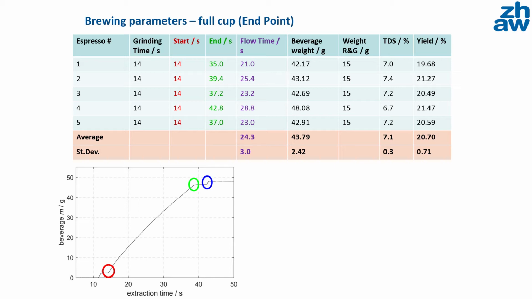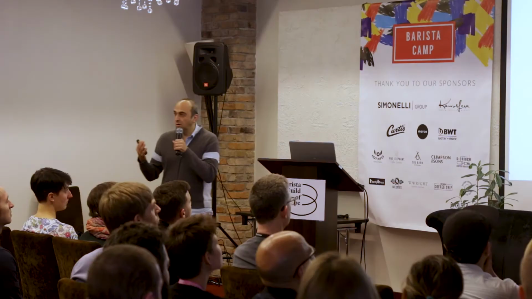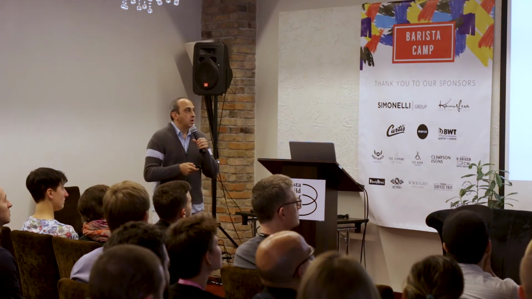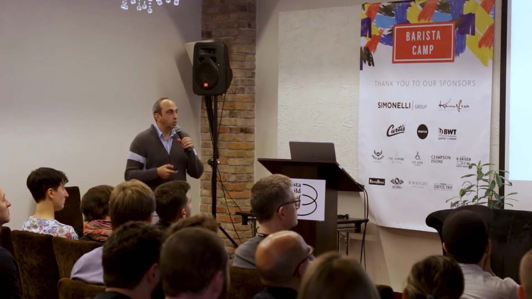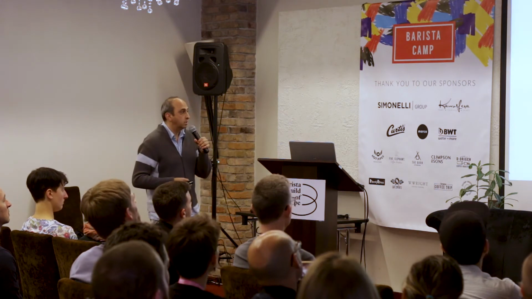And here are 5 repetitions to show a little bit. You have first, of course, a grinding going on in this machine. It's a fully automatic, and then you start the collection of the samples. You have at some point the end, the flow time, the beverage weight, and TDS and yield, which are typical yields as you might expect for espresso. Perhaps for some it's too low, but this is what you can do with a fully automatic machine.